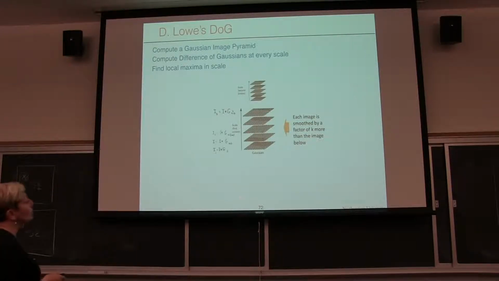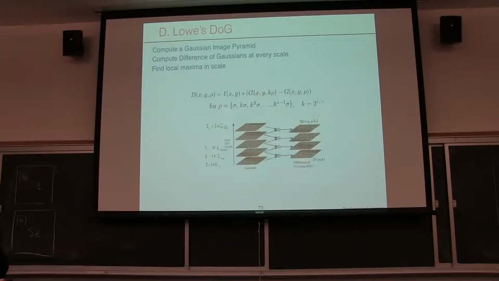So we have our original image, and we smooth it out with Gaussians of different sizes. Then we reduce the dimensions by a factor of 2, and we could do it one more time if we wanted. So every image over here is a smoother version of the original image, by a factor k more than the image below.